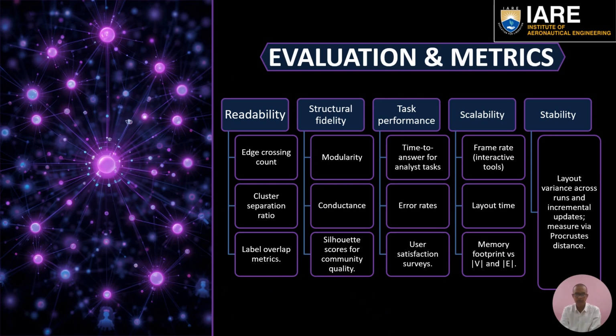Now let's go through evaluation and metrics. There are five major aspects over here. First one is readability, which is further classified into three aspects: edge crossing count, cluster separation ratio, and label overlap metrics. And structural fidelity. It is further classified into three aspects: modularity, conductance, and silhouette scores for community quality.